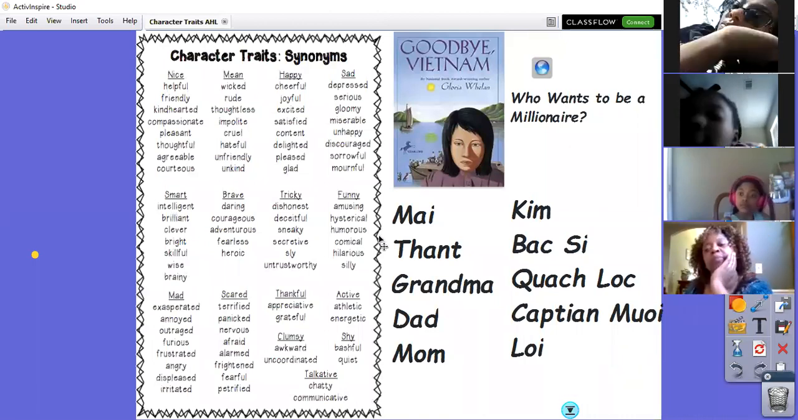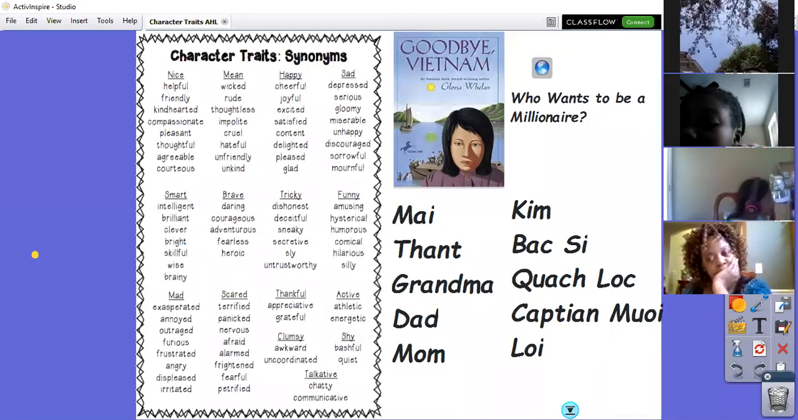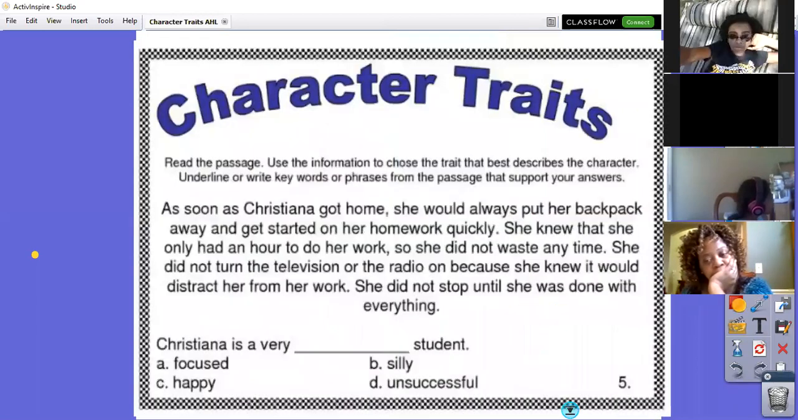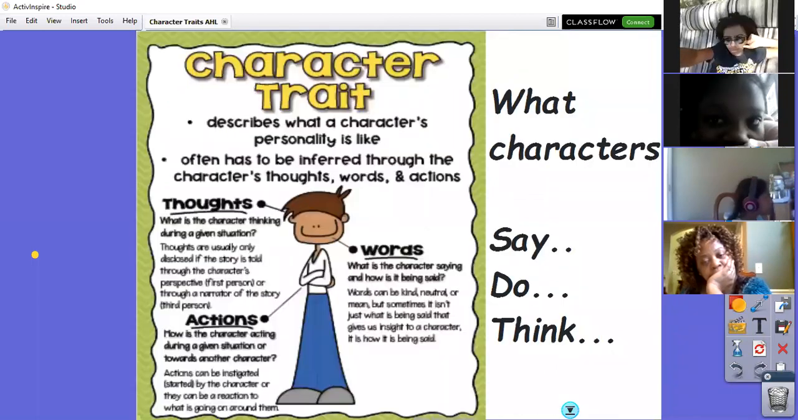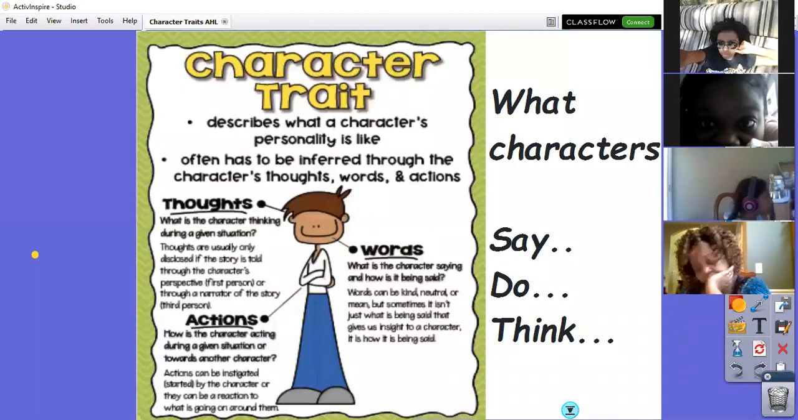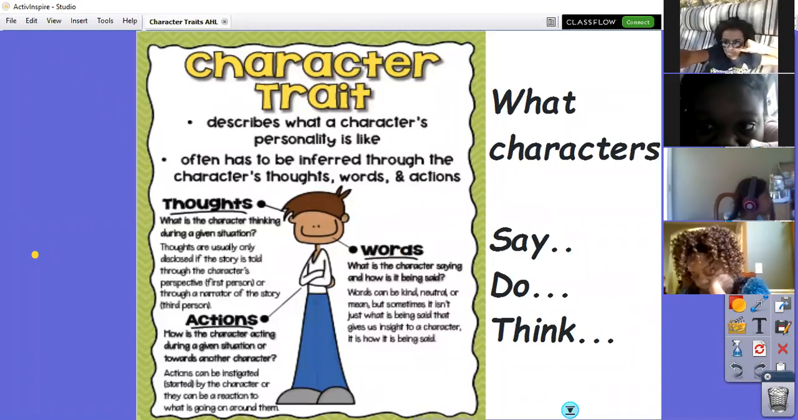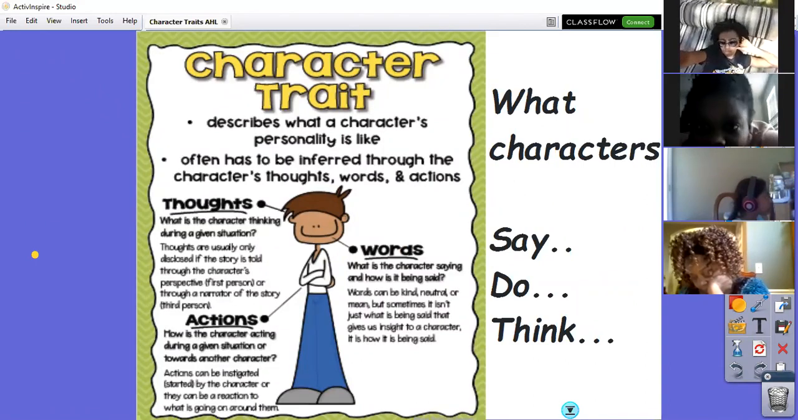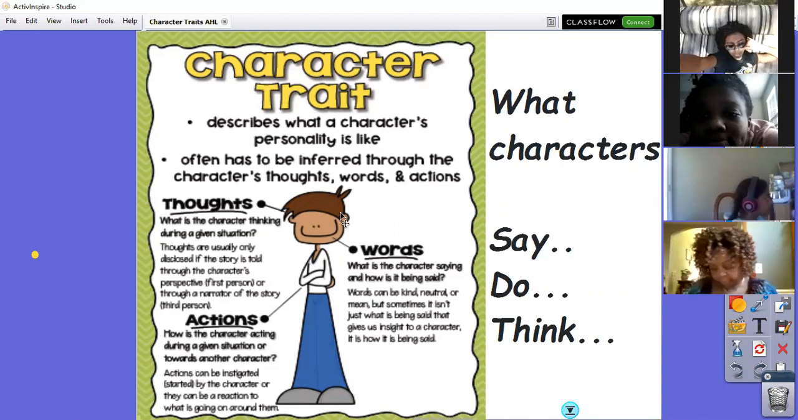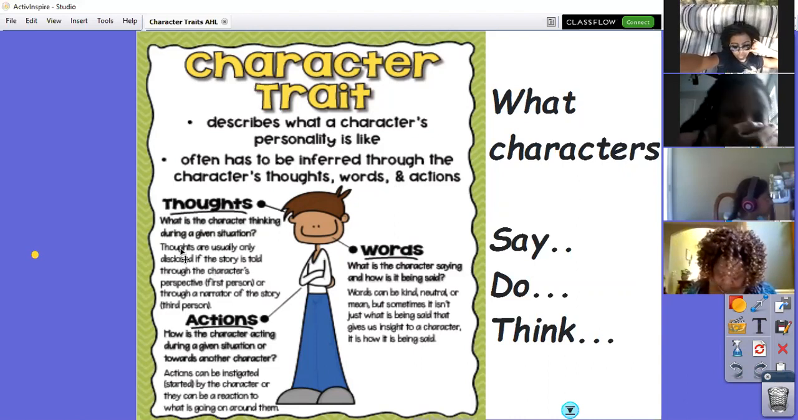Good job. Okay, so just as a review for character traits, character traits describe a character's personality and what their personality is like. And you often have to infer through the character's thoughts, their words, and their actions. Okay, their thoughts.